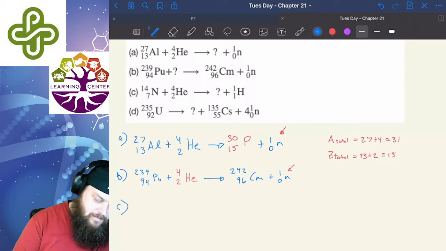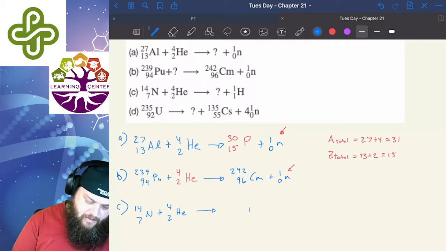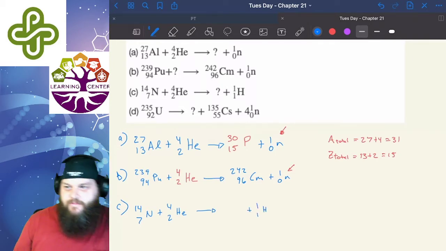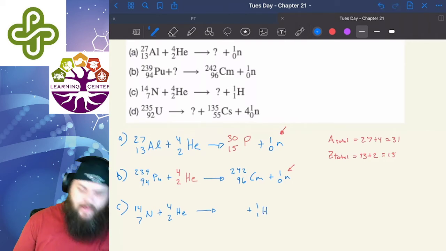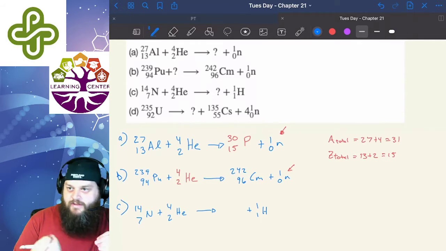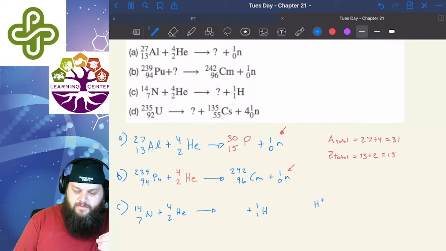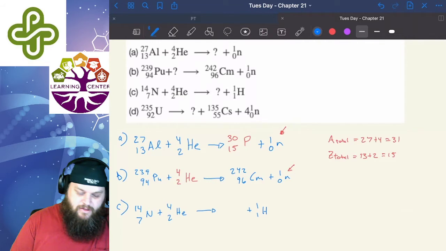For part C, we have nitrogen 14. We're going to add to that an alpha particle, or helium, and that is going to give us something plus a hydrogen. Okay, basically this is a proton, right? A hydrogen, the standard hydrogen atom, is really just a proton with no neutrons and a single electron around it. If you strip that electron away, it becomes H+, which we've talked about a lot in acid-base chemistry. But in this case, we really just want to know what this is going to be.